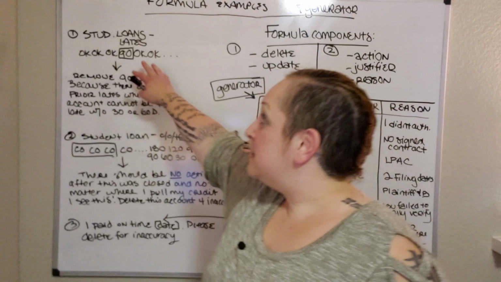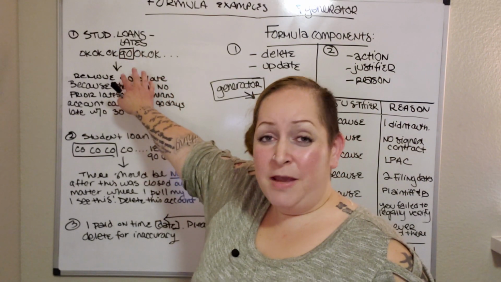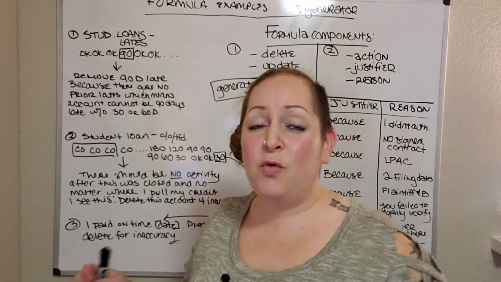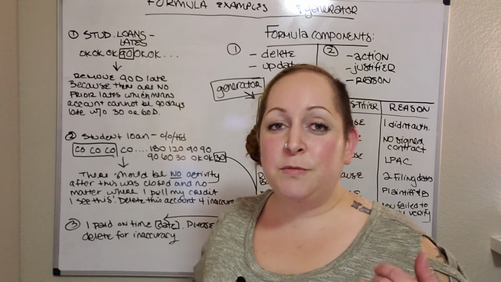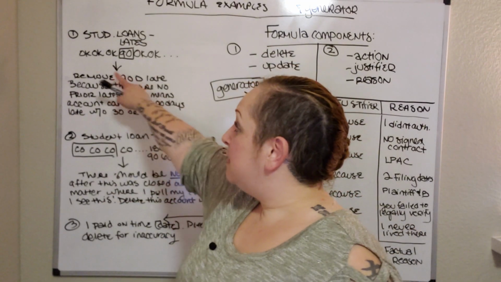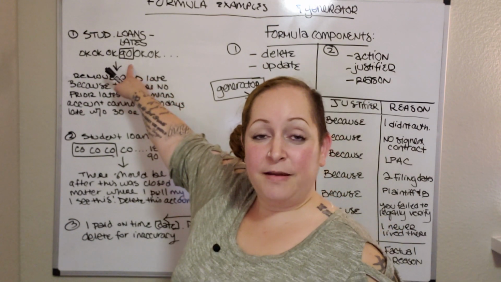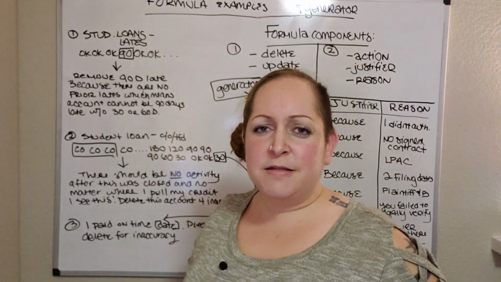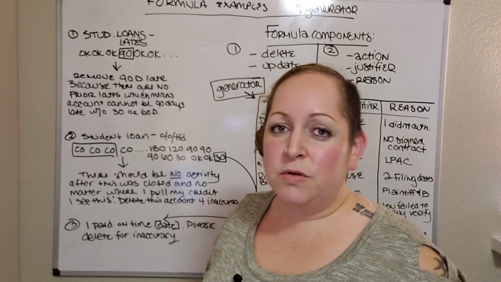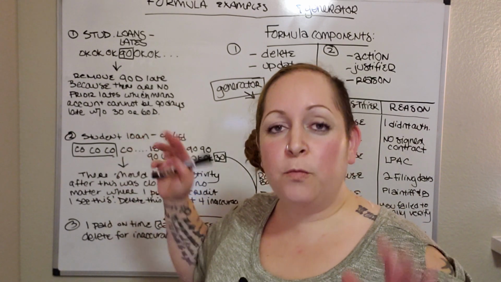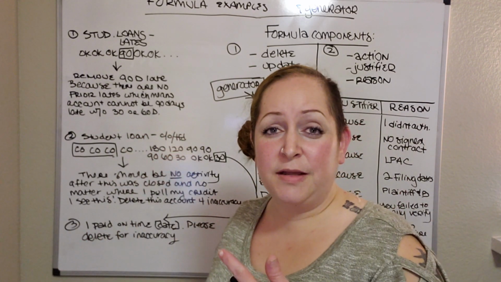So basically, we're going with the payment history first. You have to know what you're looking for, obviously, to be able to dispute it, right? So let's say that you have everything paid on time except for a 90-day late payment. Let me ask you this: what are you going to do to remove this 90-day late payment? We're not removing the account, just the late payment.